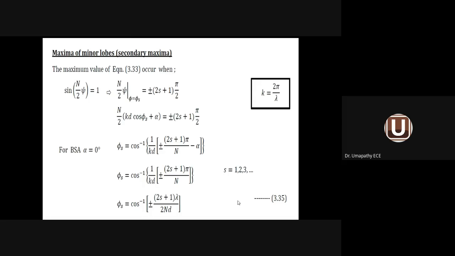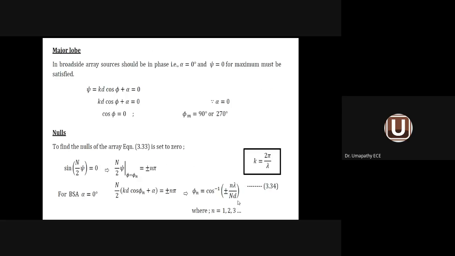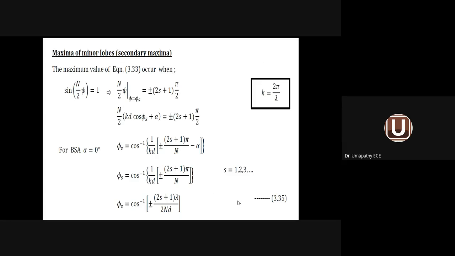Now let us see the third parameter, maxima for the minor lobe. Regarding the minor lobe, one parameter is pending. It is called secondary maxima. So first one is maxima, generally maxima means major lobe. Second one, null point. Third one, secondary maxima. Secondary maxima means minor lobe. Primary maxima means major lobe.